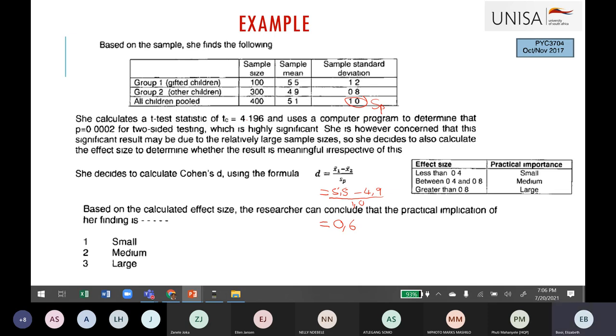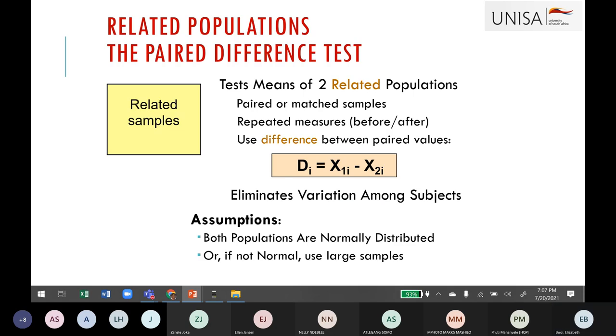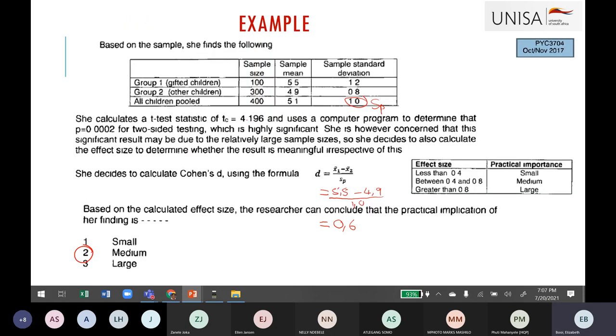Okay. So the answer is 0.6, which is between 0.4 and 0.8, which is medium. Medium, yes. Which is medium. Any question before we move?